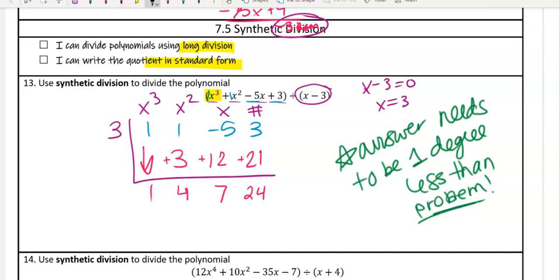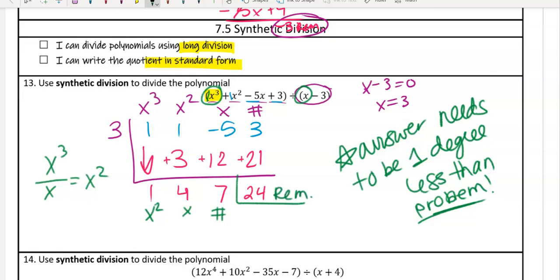And you might be wondering why. Why is that? Well, we're essentially saying x cubed divided by x. We're looking at those first terms. Well, x cubed divided by x is going to leave us with x squared. So your first term has to be 1 exponent less, 1 degree less. And then we just label them down. So we have x squared, x, our constant. The number hanging out at the end is going to be our remainder.